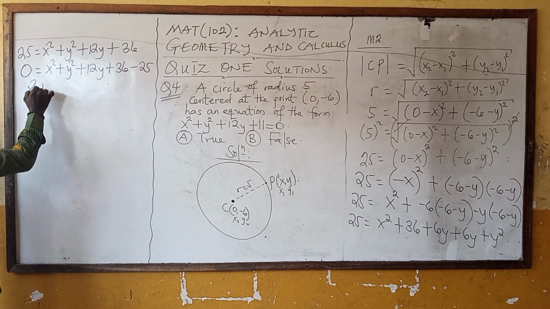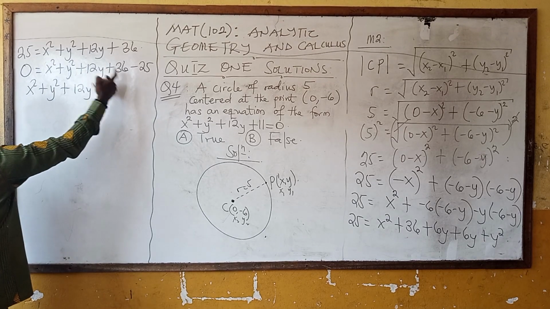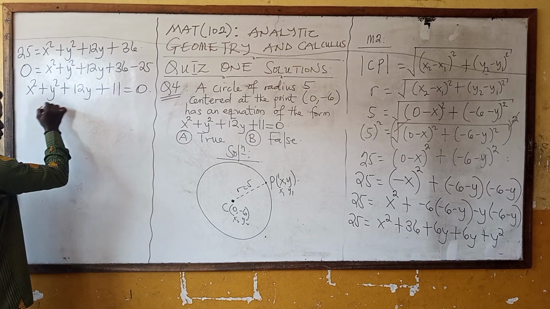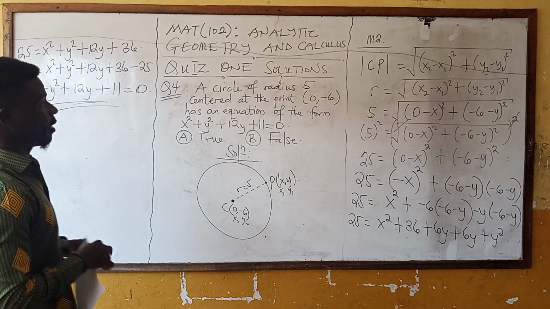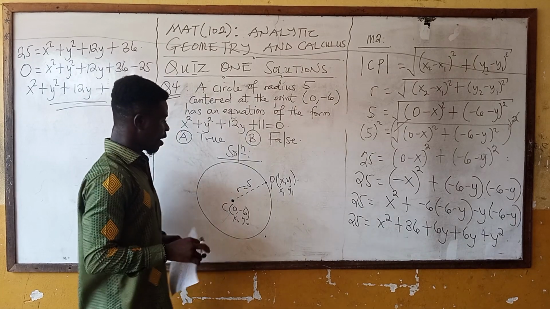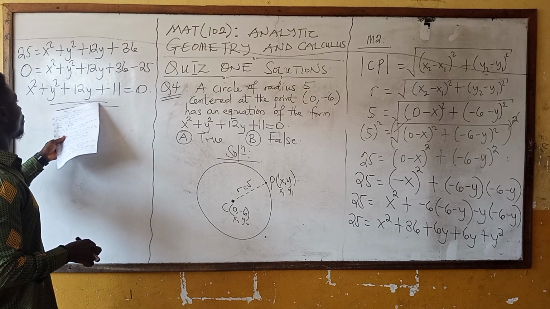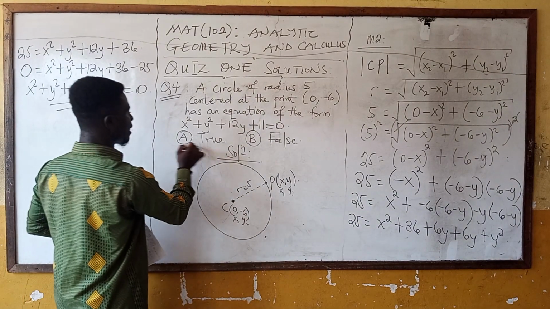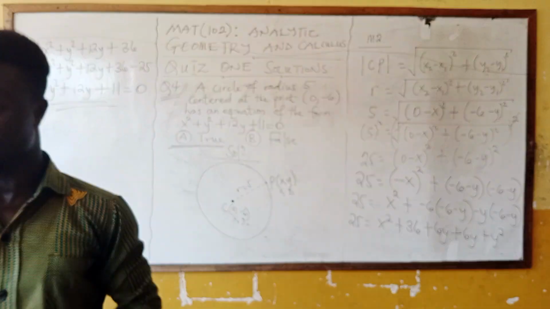So x squared plus y squared plus 12y, 36 minus 25 is plus 11, will equal 0. So we can see that indeed when you use the radius and the center to find the equation of the circle, you get x squared plus y squared plus 12y plus 11 equal to 0. So the answer is indeed true.